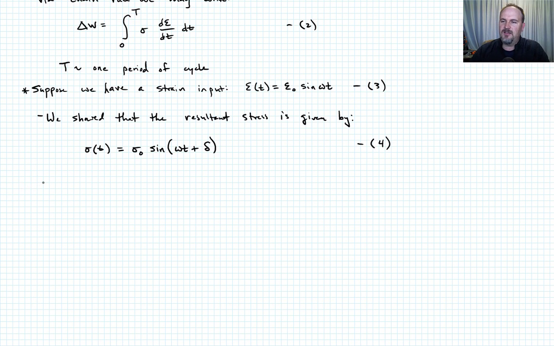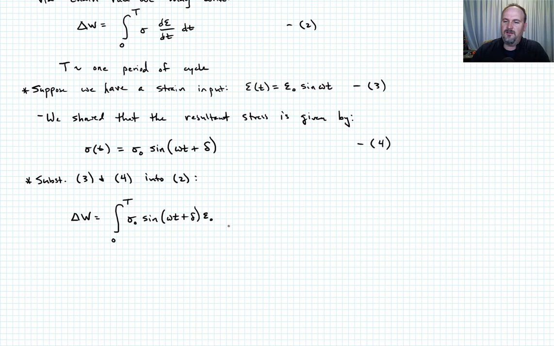So I'm going to go ahead now and substitute 3 and 4 into equation 2. And when I do that, I'm going to get the following. Delta W is equal to the integral from 0 to T of sigma, which is just sigma naught times the sine of omega t plus delta, right? And then d epsilon dt, I have the constant epsilon naught that I'll just pull out. And then, of course, I have the derivative of the sine of omega t, which is just the cosine of omega t times the derivative of what's inside, which is just omega. So I have an omega that comes out, and then I have cosine omega t dt.